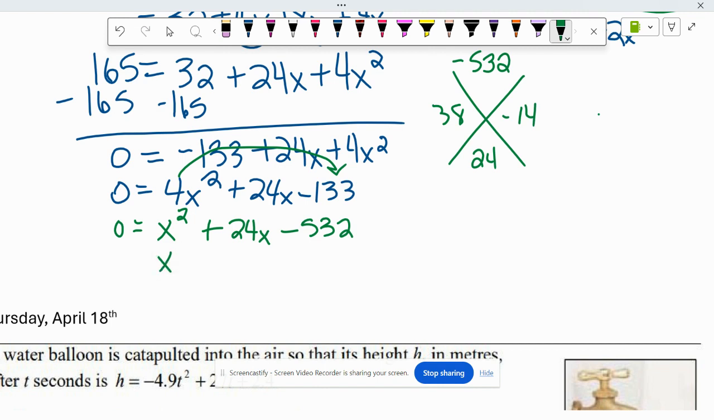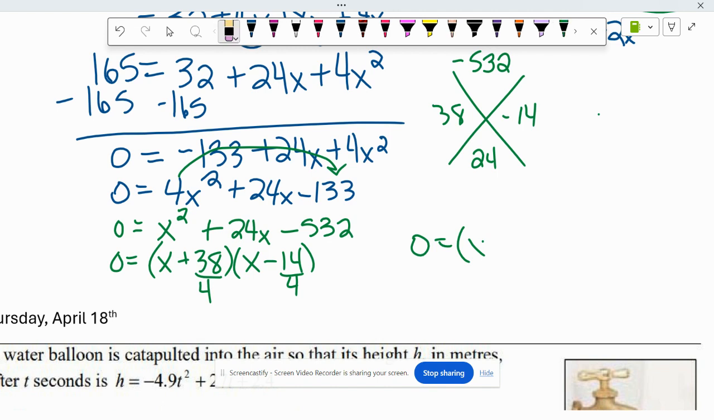So that gives me x plus 38 times x minus 14. So if those are my factors, are we done with that, or what do we still have to do? Divide by 4. So 0 equals x plus, is 38 divisible by 4? No, so I have to reduce that fraction. When I reduce that fraction, I think you get x plus 19 over 2, right?